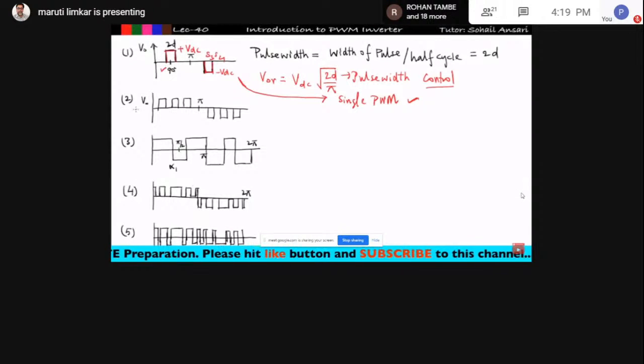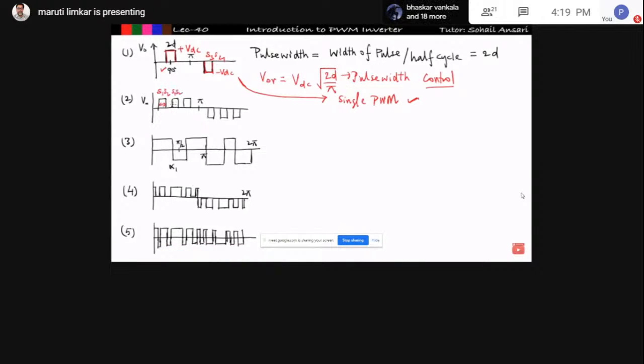Now see the second part. Instead of taking one pulse per half cycle, we can increase the number of pulses per half cycle, and these pulses are symmetrical about the y-axis. Got it? That means from 0 to pi, I turn on S1 and S2 for this duration, then again I turn on S1 and S2 for this duration, and again for this duration.